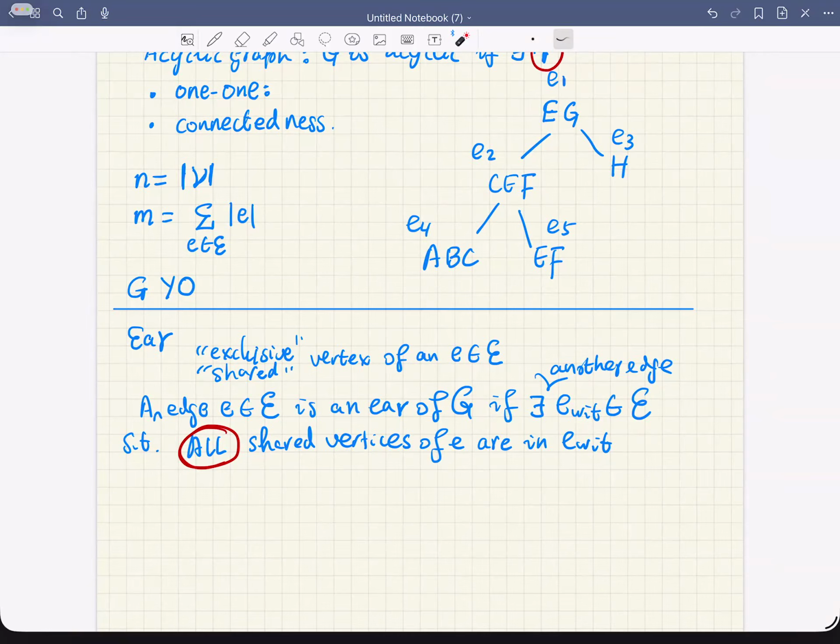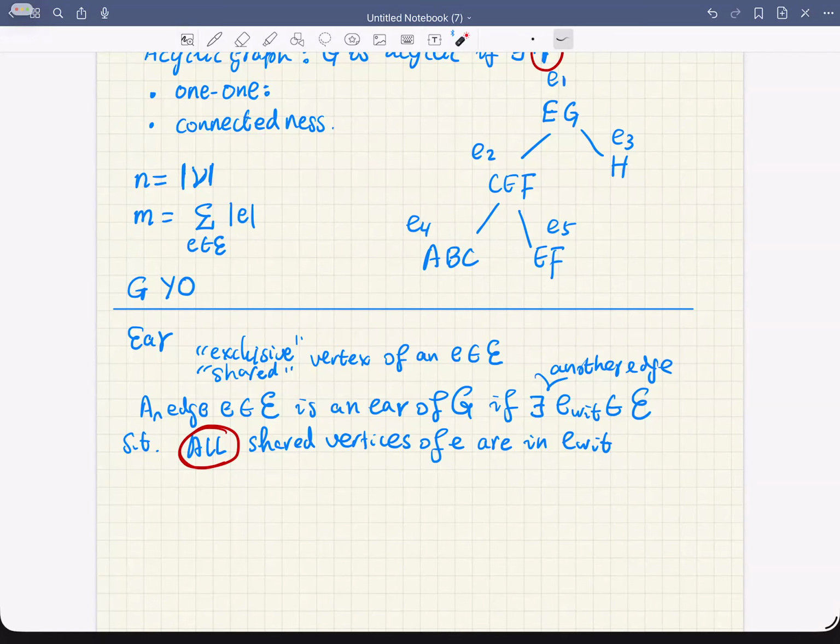Now next, this will be an interesting case. How about E3? Is that an ear? Well, it is. Why? Because E3 has no shared vertices. So everybody can be a witness. You have no shared vertices, so I trivially can take all your shared vertices. That actually goes correct in logic. So E3 is also an ear.